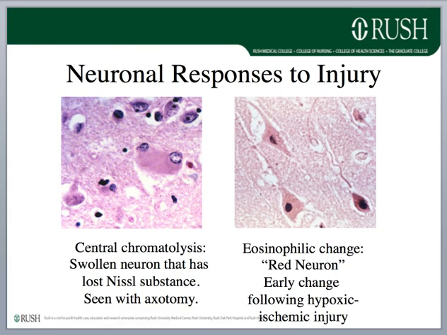Another characteristic injury is called eosinophilic change or red neuron. This is an early change following hypoxic or ischemic injury, and I'll talk about that in much more detail when we discuss a case later on in the course where we're going over the vascular damage to the brain.